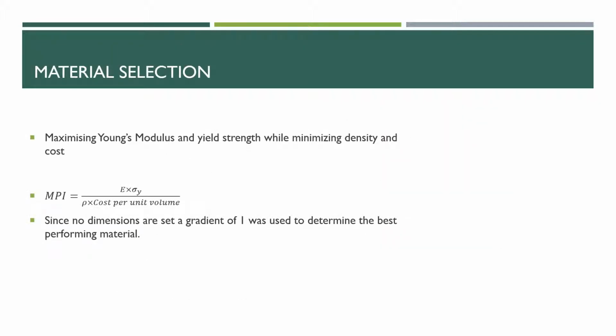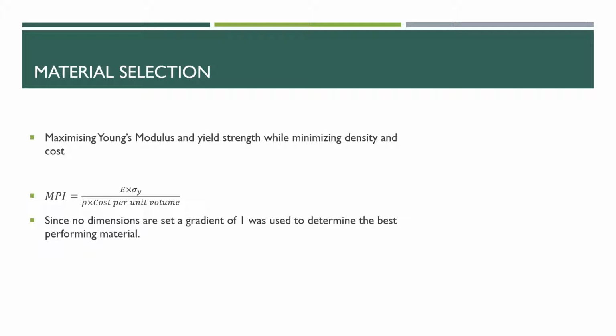So our MPI came out to E multiplied by sigma y over rho times cost per unit volume. So again, we're maximizing the rigidity and the yield strength while minimizing the density and cost per unit volume. The Young's modulus will allow us to have high efficiency and high control in the racket. The yield strength will allow us to keep the sides of the frame quite thin so that the player can very intuitively hit the ball.